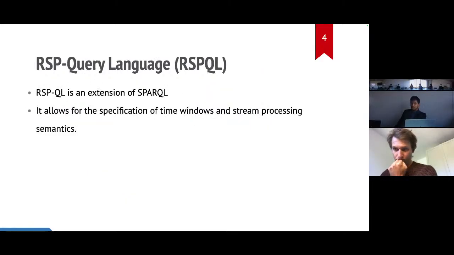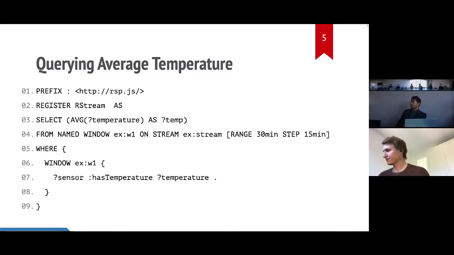To query and define such windows, the RSP query language is used, which is basically an extension of SPARQL with the extra specification of window semantics, so that you can specify how big your window would be and the sliding mechanism as well. An example: if you want to query the average temperature over a stream, you can do it like this. Here you can see with the range and the step that this will give you the average temperature of the last 30 minutes every 15 minutes.